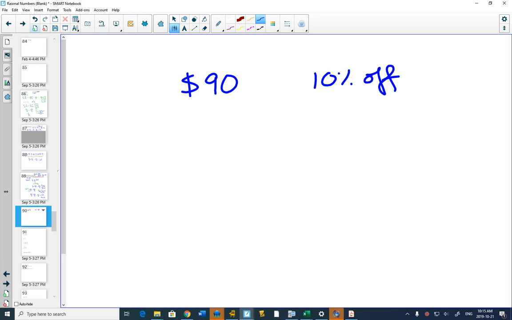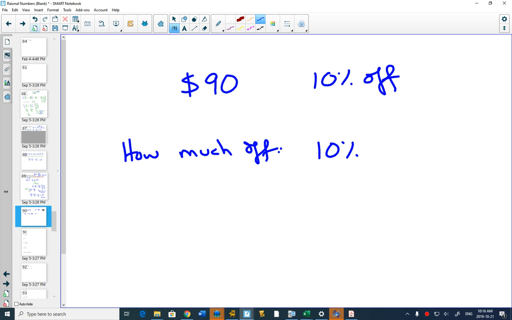So this is what happens in a store. This is what you run into. And this is where the fraction math really comes into play. Okay? You want to figure out how much this is going to cost. 10% off means you are paying how much off? So the first question you ask is how much gets taken off?